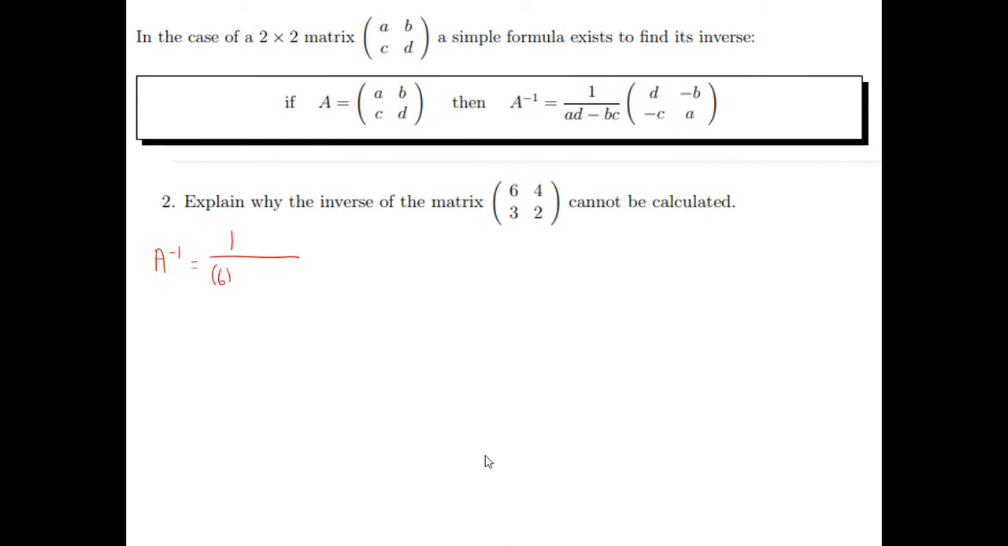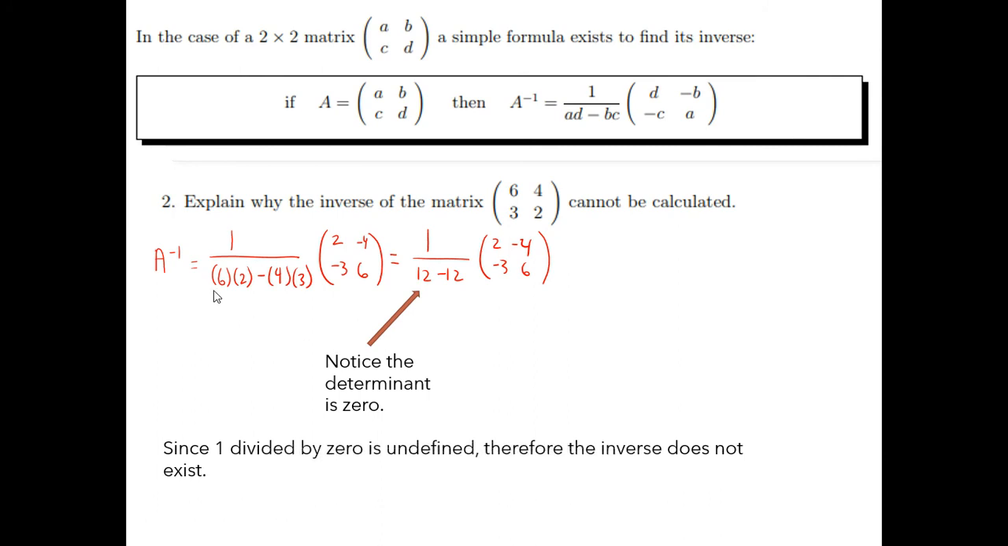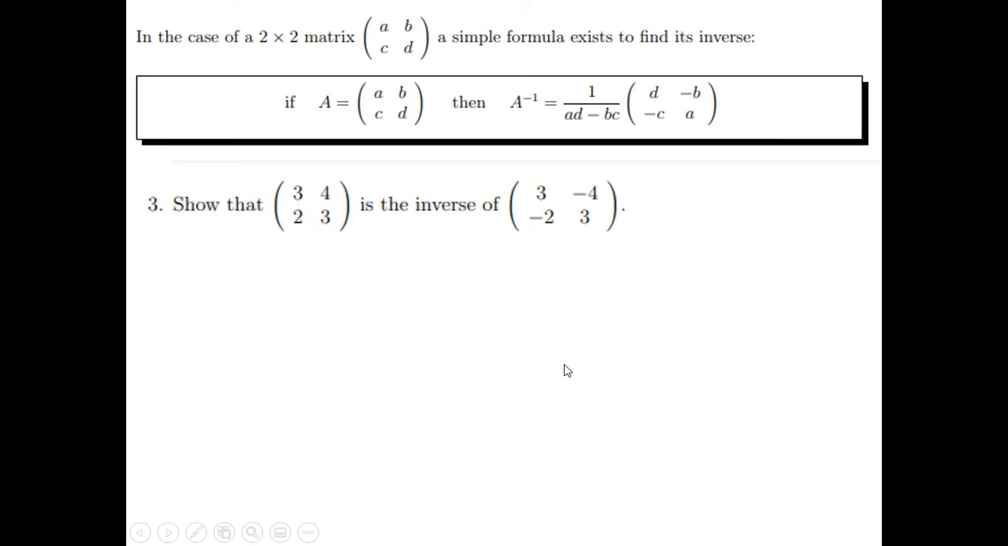So I'm going to go ahead and do 1 over the determinant of that matrix, 2, -4, 3, 6. If we take a close look at the determinant, notice that 12 minus 12 is 0, and we know that since 1 divided by 0 is undefined, therefore the inverse does not exist. So if you get a situation where your determinant equals 0, you're going to get an undefined answer, and therefore the inverse does not exist.